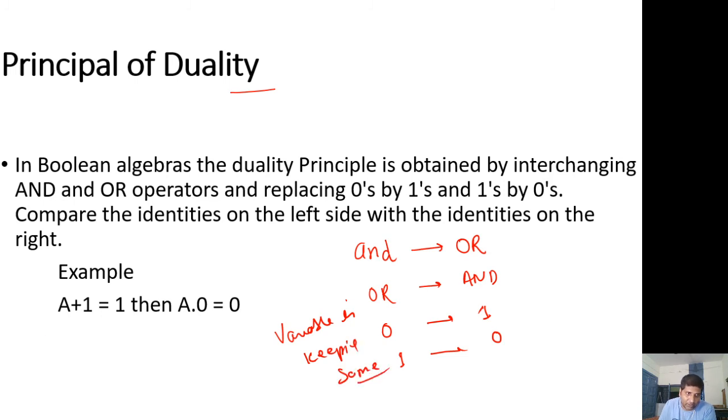Suppose we have A plus 1 is equal to 1 and we have to find out the duality. Then input A is the same. Here is the OR operator. The OR will be changed by AND, 1 will be changed by 0, and the other 1 is changed by 0. तो A plus 1 is equal to 1 का ड्यूलिटी हमारा हो जाएगा A dot 0 is equal to 0.